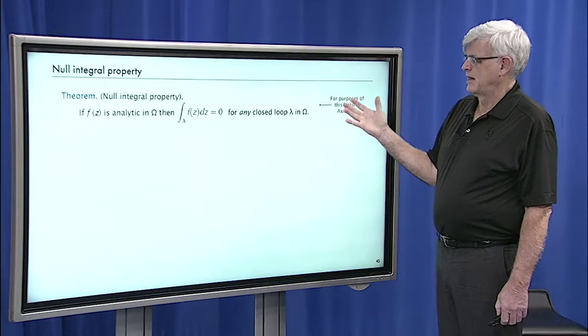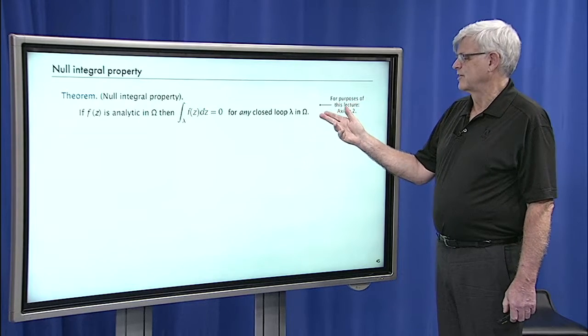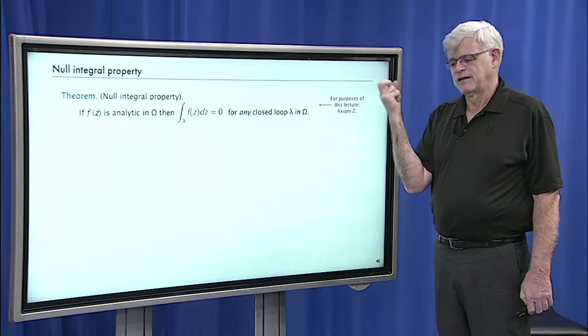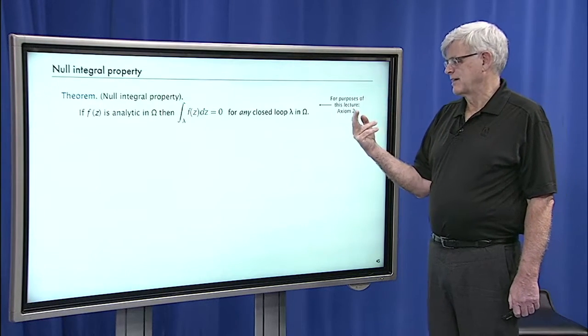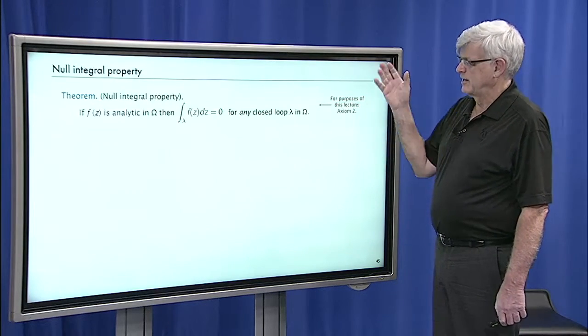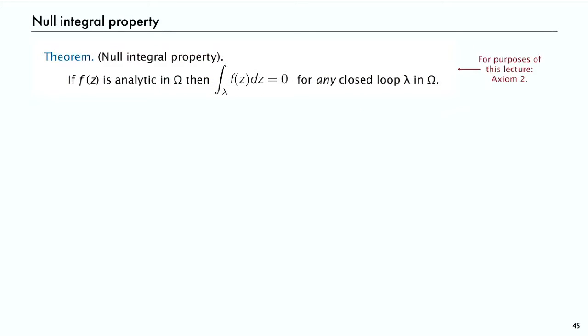So now the null integral property. What that says is if you have an analytic function in a region omega in the plane, and you integrate that around any closed loop in that region, then you're going to get 0. And again, for the purposes of this lecture, we're not going to prove this. This is going to be an axiom, and I'll talk about why we say it that way in just a minute.